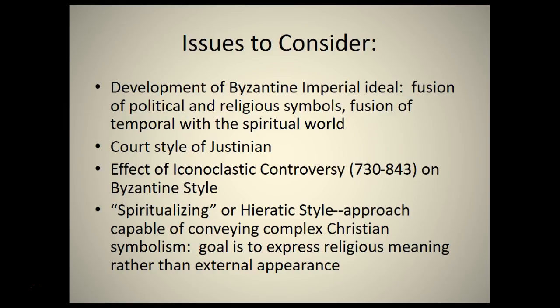So these are issues to consider when we're talking about Byzantine art, and these are conventions. So the development of the Byzantine imperial ideal is a fusion of political and religious symbols. It's a fusion of the temporal and the spiritual world. So basically the earth, the secular, and the sacred world. This is also the era of the emperor Justinian, and so there's a court style that develops when he's the emperor. We're going to study the effects of the iconoclastic controversy between 730 and 843 on Byzantine style.